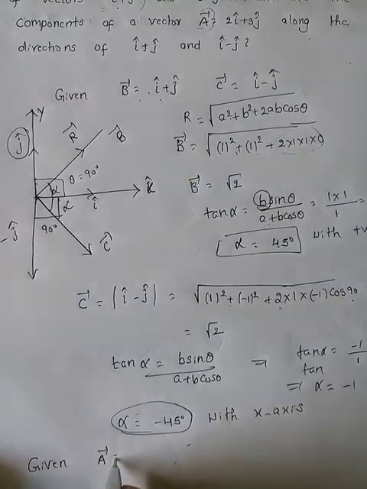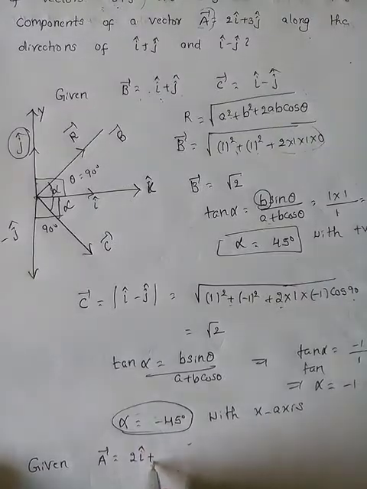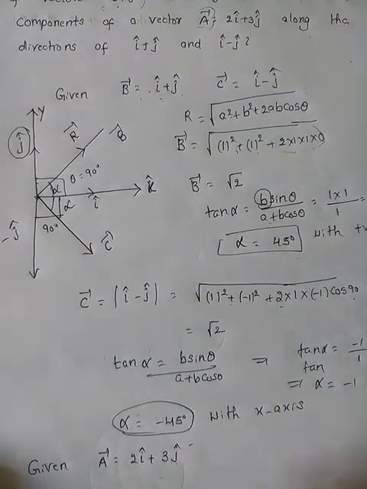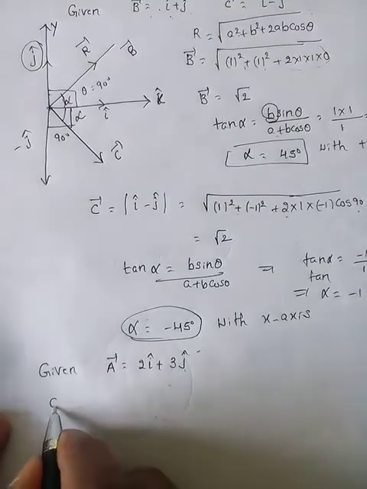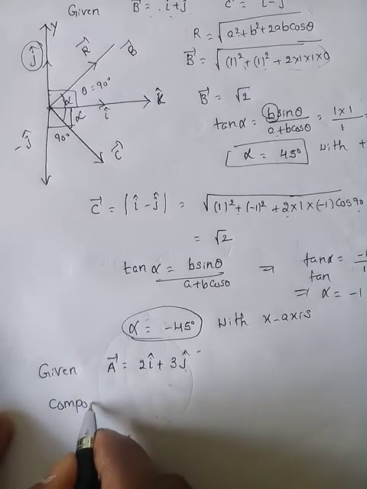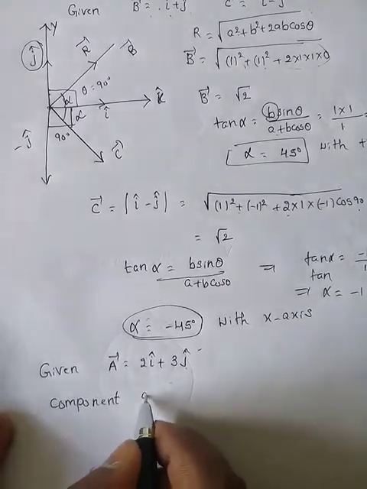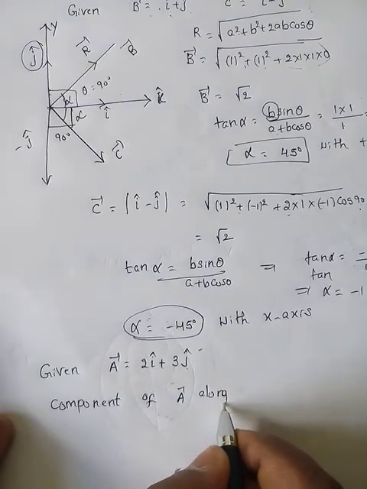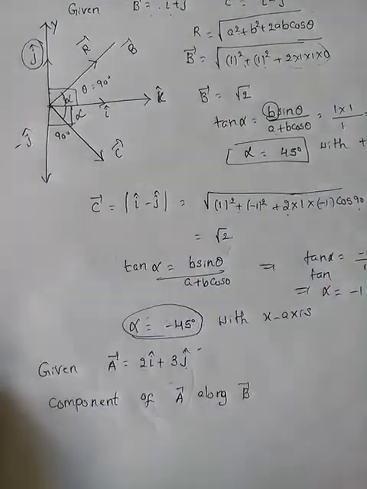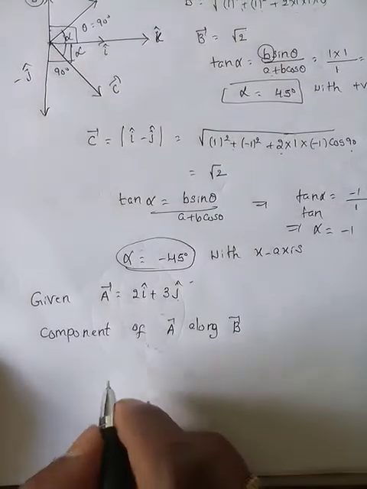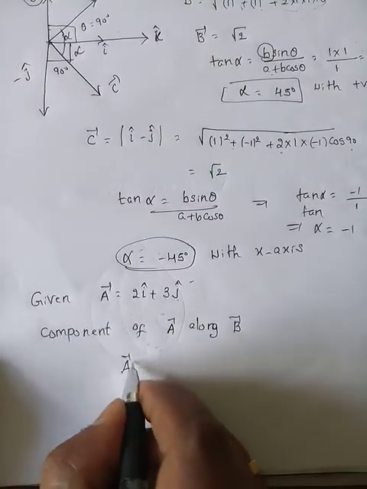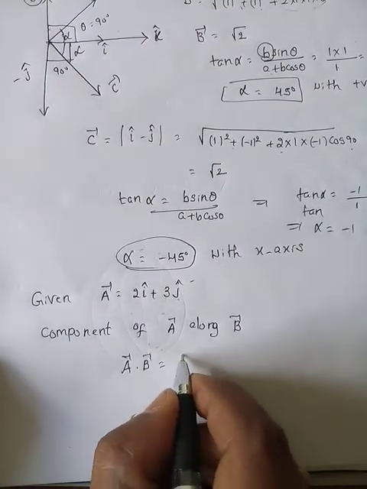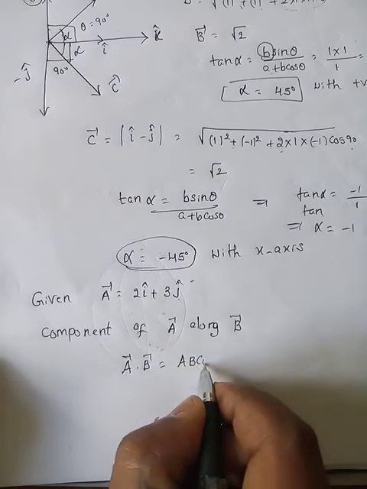What is A cap? A cap is 2i cap plus 3j cap. So the component of A bar along B bar. Like in these questions, what is that? A bar dot B bar is equal to AB cos theta.